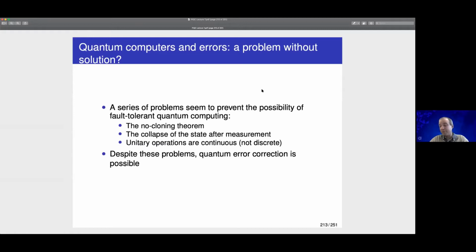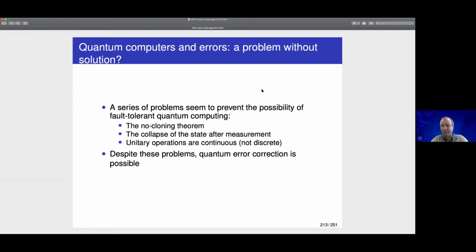Okay, why think that maybe we cannot correct the errors in quantum computing? Well, we have several reasons to think that. For instance, we have the no cloning theorem. You know that in classical computation, the main technique that you use in order to correct errors is redundancy, so copies of the same information. So if one of them gets corrupted, then you can use the others to correct the one that is incorrect. In quantum computing, it seems that we cannot do that directly because we cannot clone information. So that is a problem.